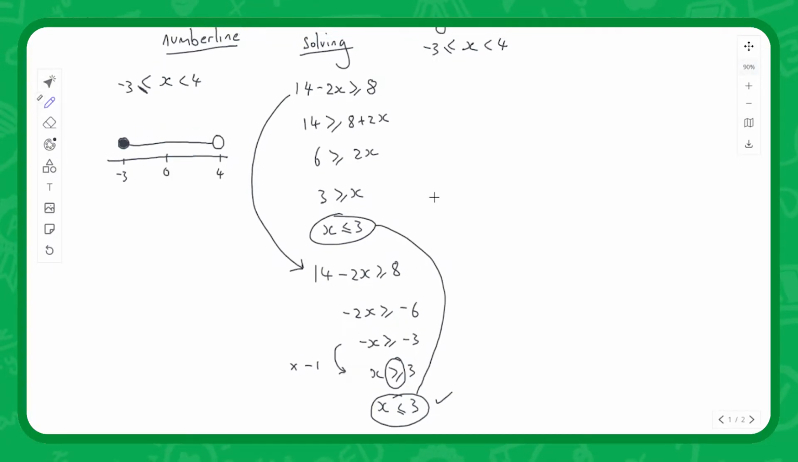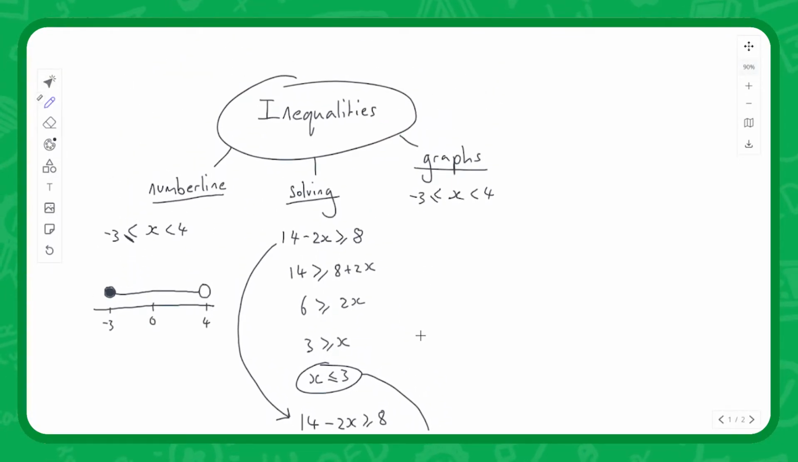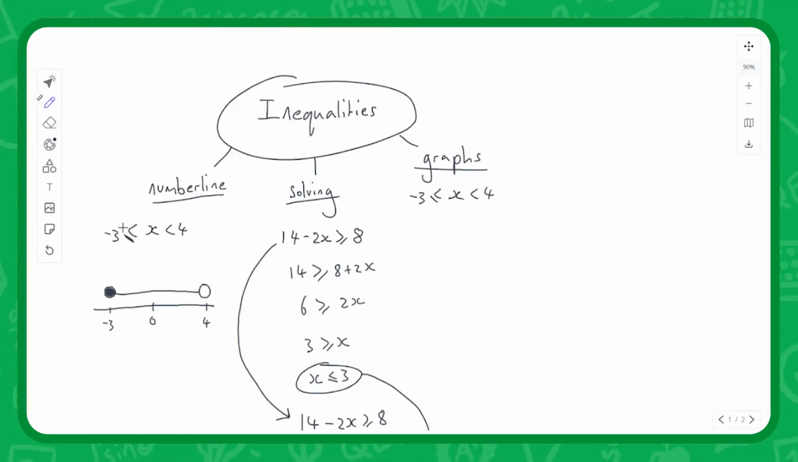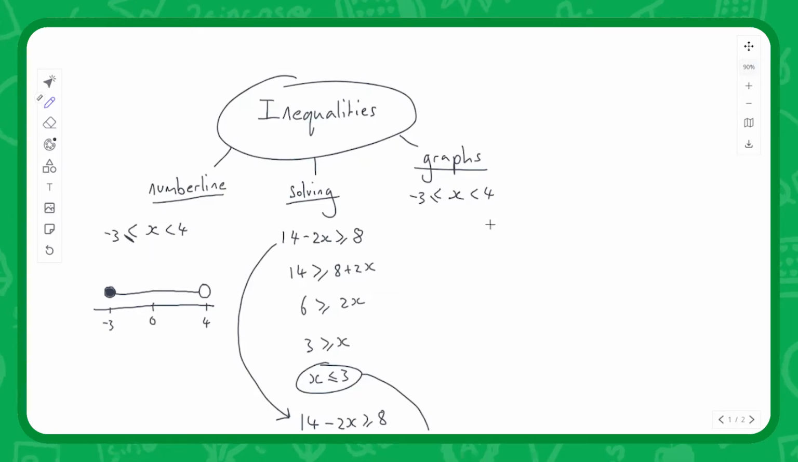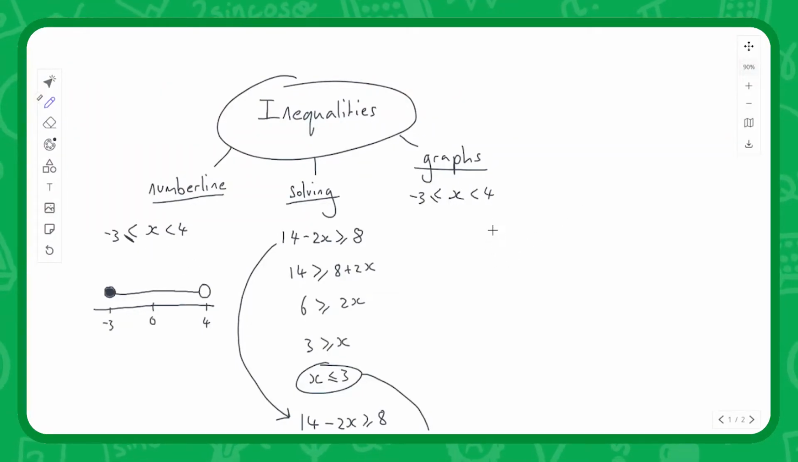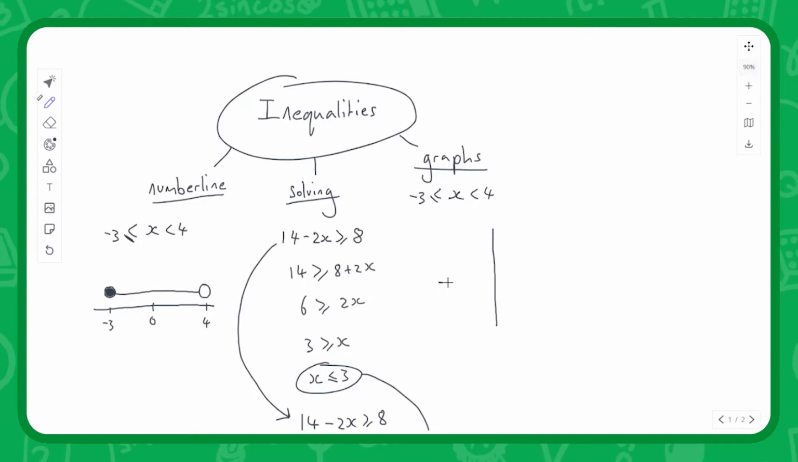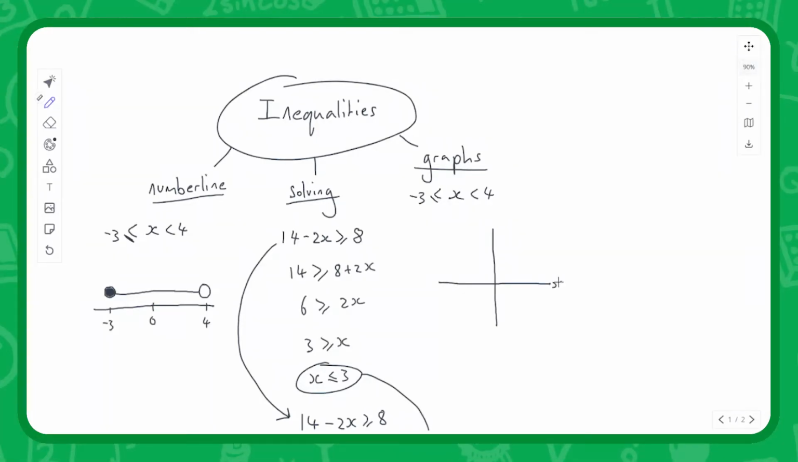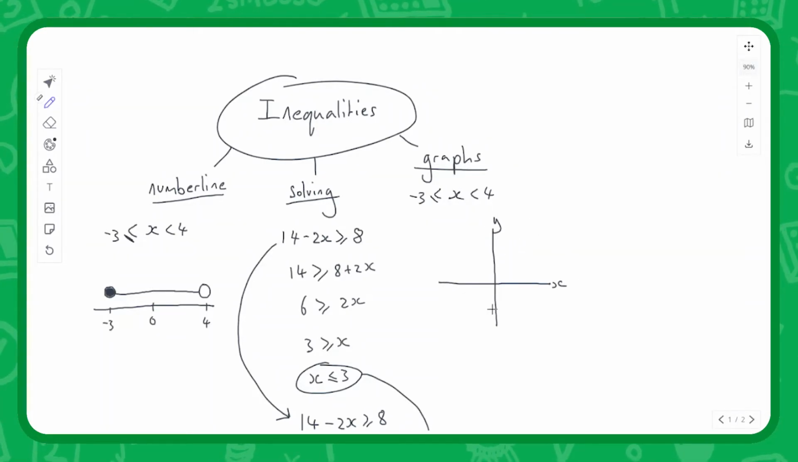Right, finally we'll look at subtopic number 3, graphs. So this is a way of graphically representing an inequality. I'm using the same example as in the first subtopic, number lines. This time we're going to actually put it onto a graph, so an XY graph. So we've got X here and Y here.